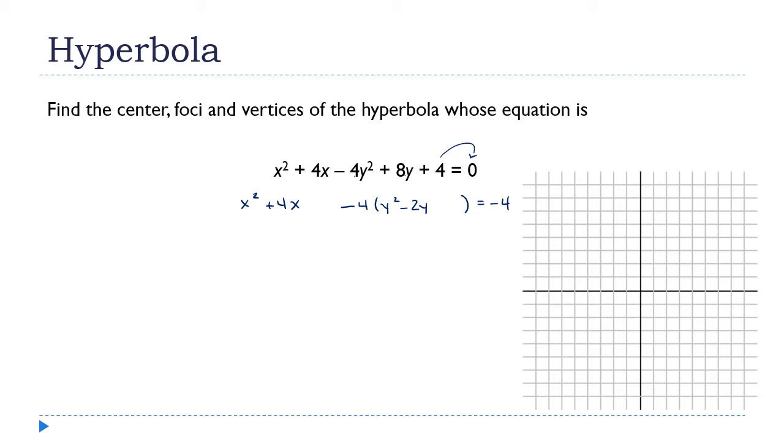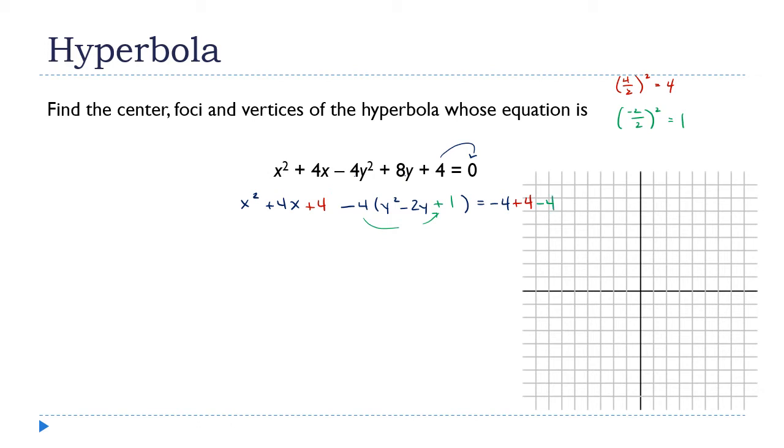All right, so what do I have to add? Remember how we do this. For the x, it's going to be 4 divided by 2 squared, which is 4. So I'll add 4 to both sides. And for the y's, it's going to be minus 2 divided by 2 squared, which is 1. So I'll add 1 here. Remember, because of this minus 4 out in front, I actually added minus 4. Okay, so I'm going to subtract 4 from this side.